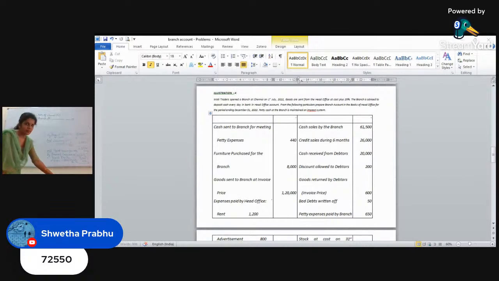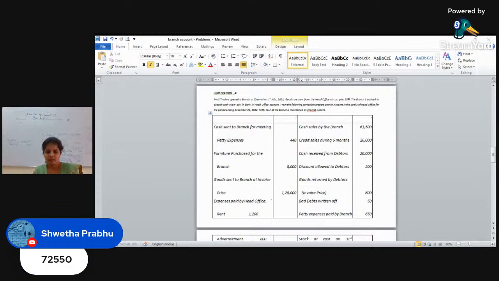I already sent the problem in the Telegram group. Just scroll back. Okay. So this is how we have to work out the problem for the branch account. You have to work out still more problems which are given in the study material. There are so many problems in the study material you can work out, and you can also refer to other textbooks.